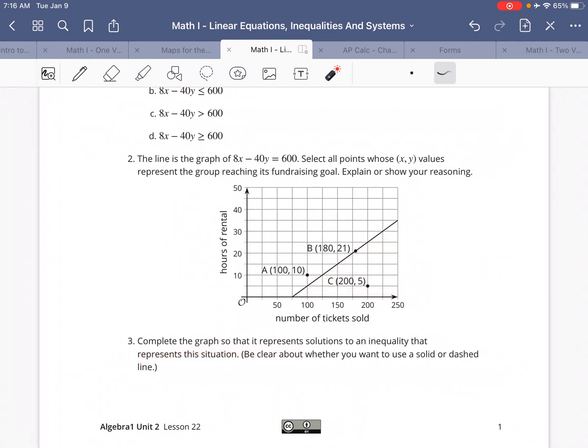Complete the graph. Shade it in. And that's it. If you have any questions, let me or your teacher know.